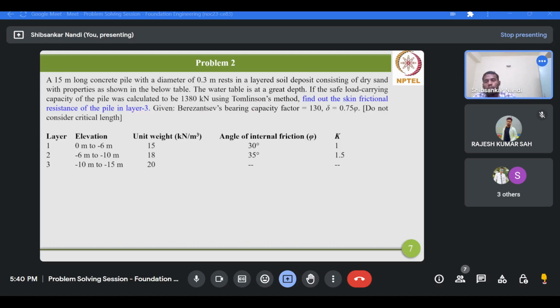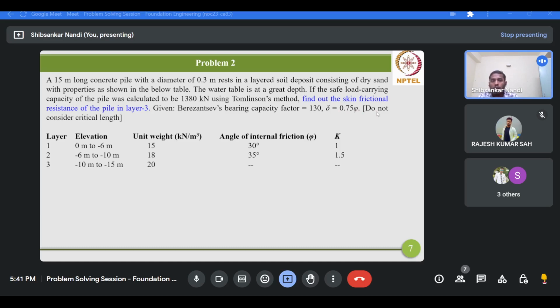So these are the given data. First, the bearing capacity factor is 130. The wall friction angle between the pile and the soil is 0.75 times phi, and here we need not consider the critical length concept.